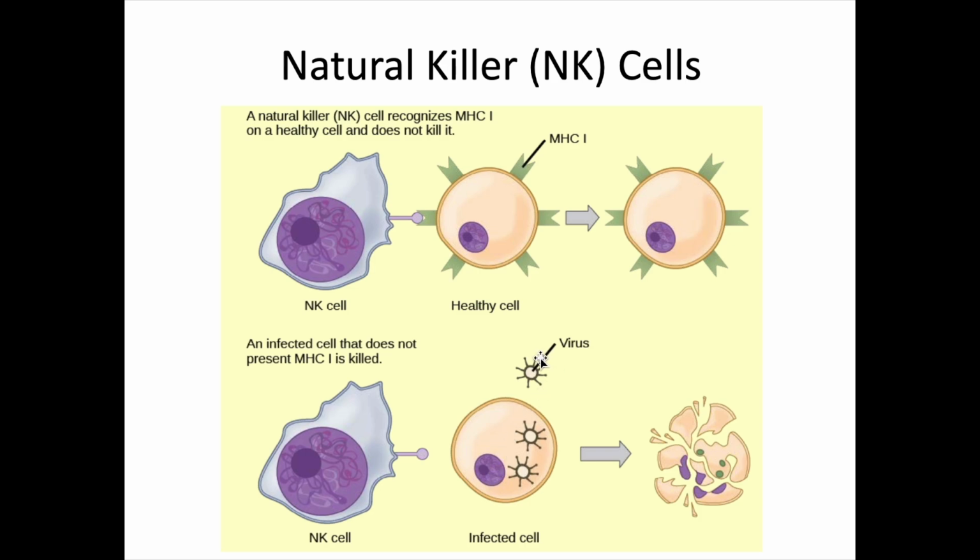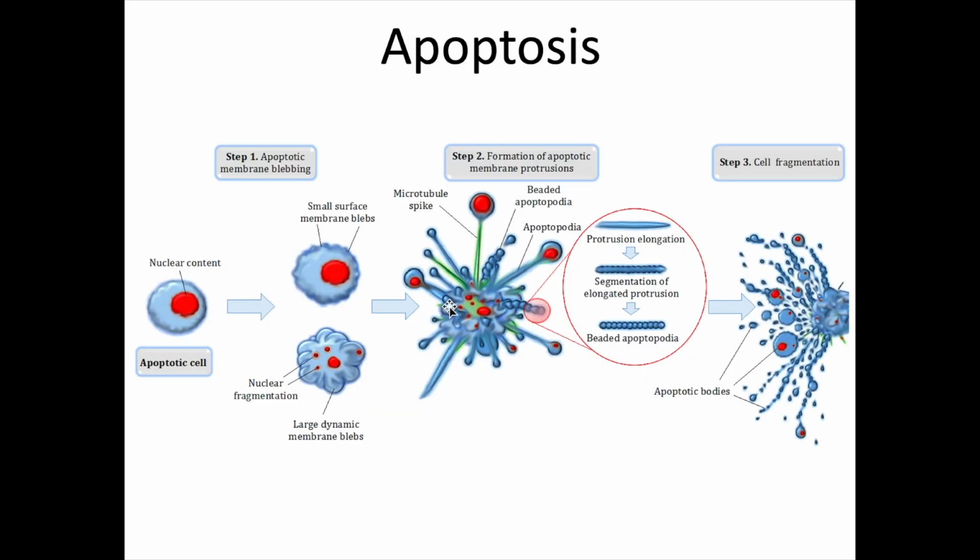Here is a virus-infected cell, although this could also be a cancerous cell, that is not making any MHC1, or maybe it's making MHC1 that looks messed up. In this instance, the NK cell is going to induce apoptosis of this altered self cell. You may remember apoptosis from BISC1323. It's this process of programmed cell death.